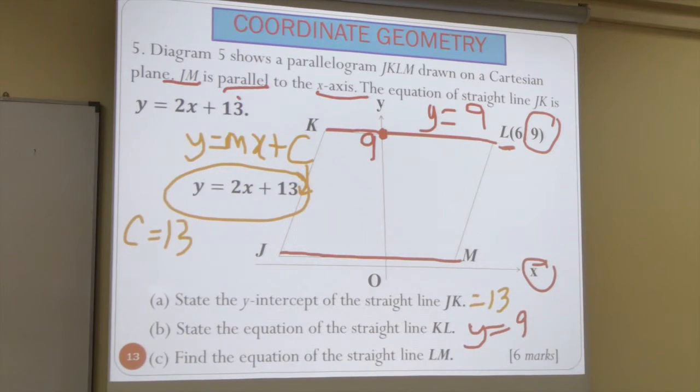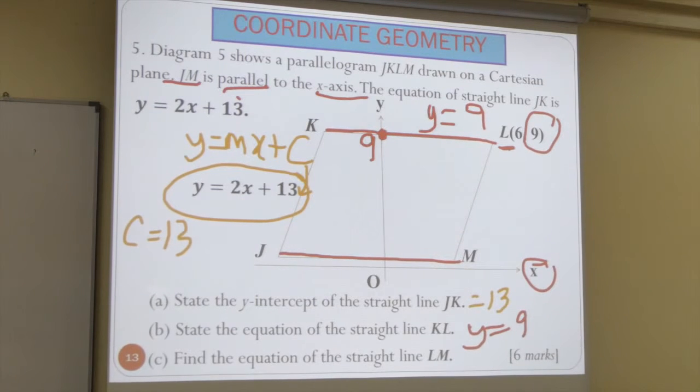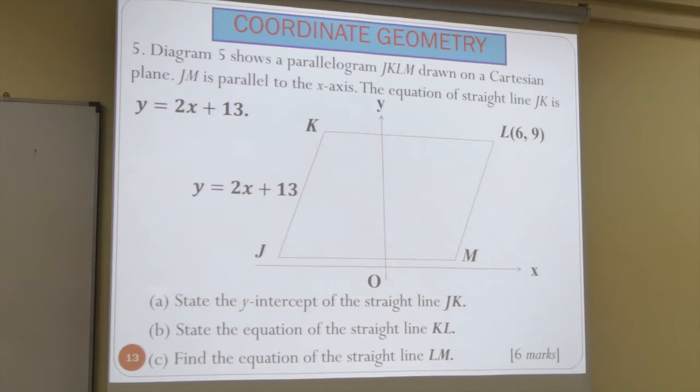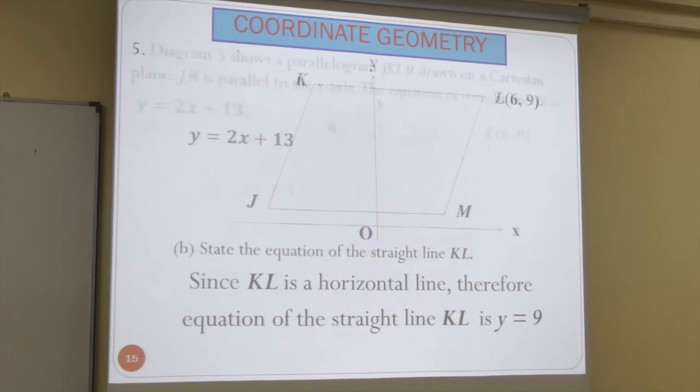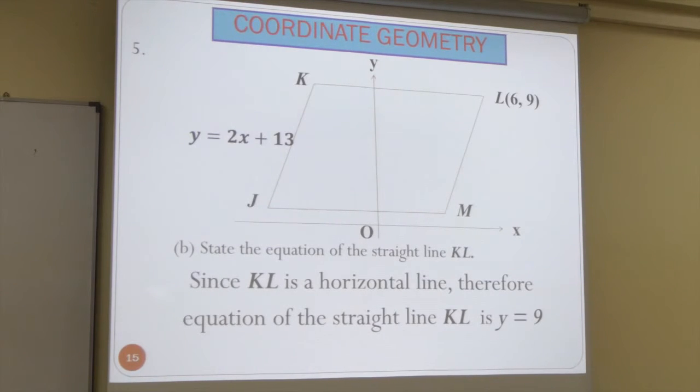Finish. Now, what are the common mistakes students made? They just write the equation of KL as 9. Is it correct? Wrong. It's not an equation. You must write it down: y equals 9. Okay? That is the answer for B. Then you look at C. So this is your A, y-intercept 13. Your B, y equals 9.